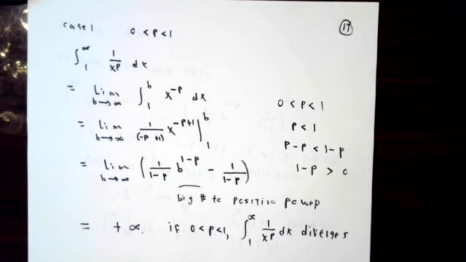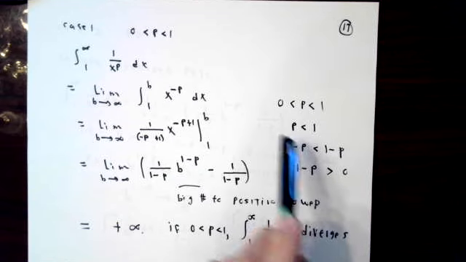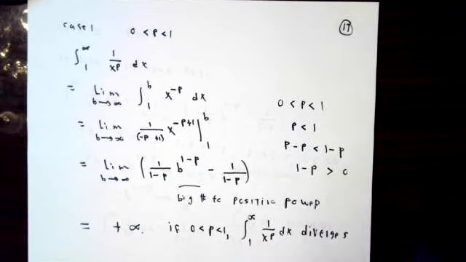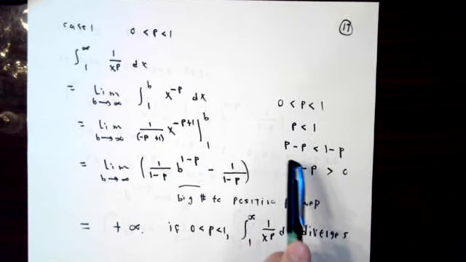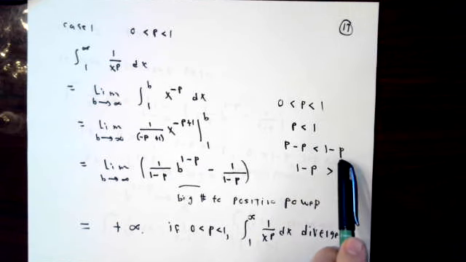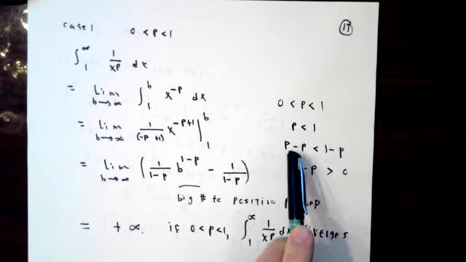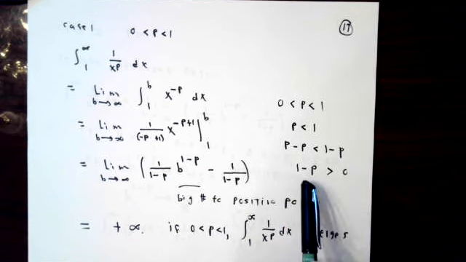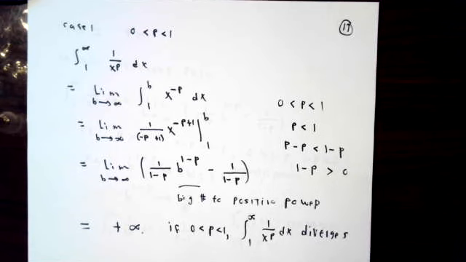Now, for the case that I'm looking at, 0 is less than p is less than 1. From p less than 1, subtract p from both sides. p minus p is less than 1 minus p. 0 is less than 1 minus p, which means 1 minus p is positive, bigger than 0. The reason I want to know that is that's the power that I'm raising the b to.